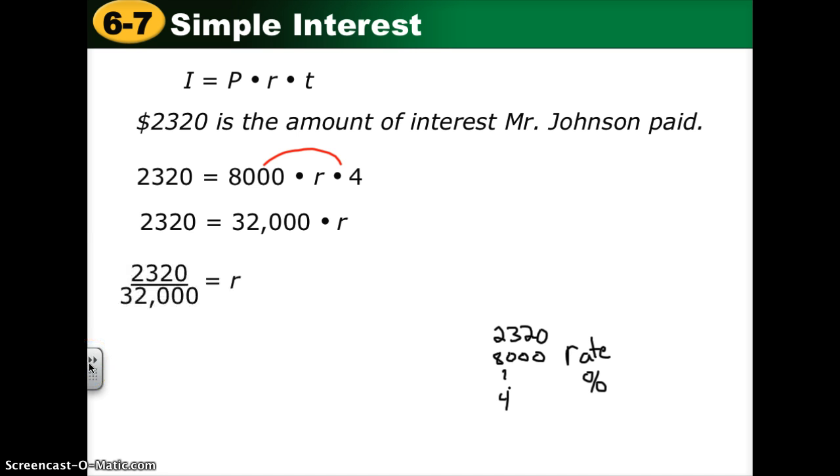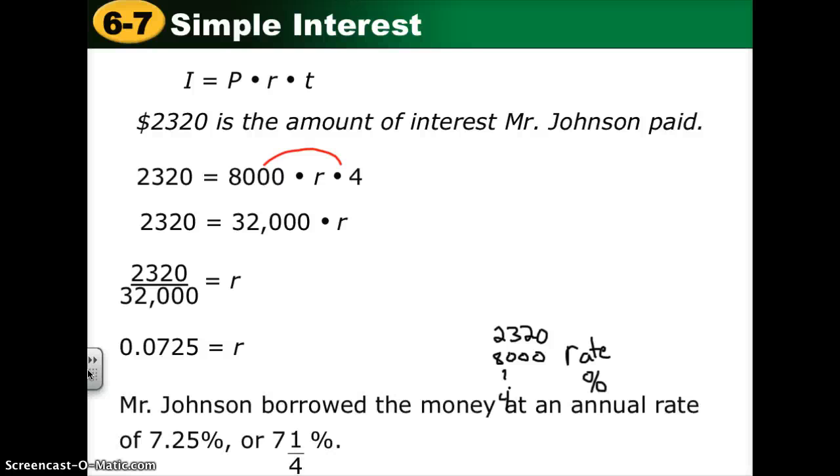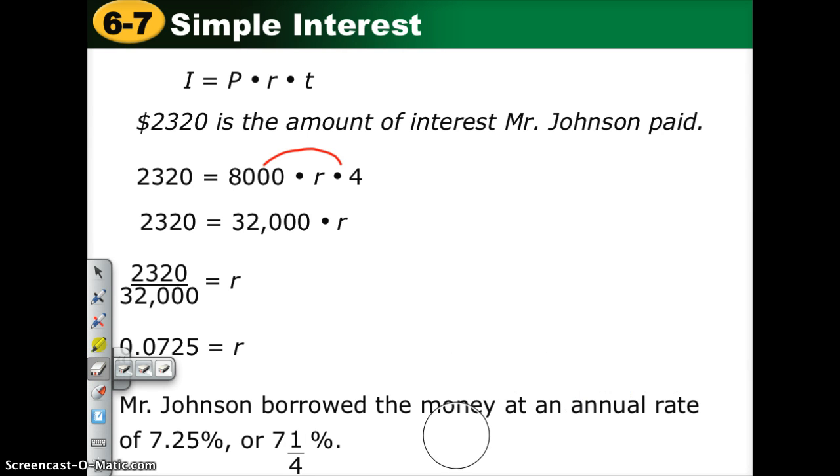To get R by itself, we divide by 32,000 on both sides. The 32,000s cross each other off. We simplify this down, and we get 0.0725. However, we would like that as a percentage, so we multiply by 100, and that's 7.25%. We could also write that as 7 1/4, but that's less likely to look that way.